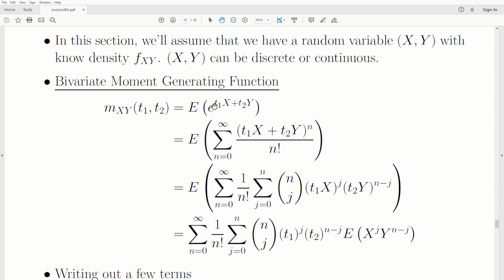Now if we expand e to the x using a Maclaurin series, we get this expression here. Then we're going to expand the numerator using the binomial theorem. So the sum from n equals 0 to infinity and the n factorial remain the same. And then we write this expression using the binomial theorem.